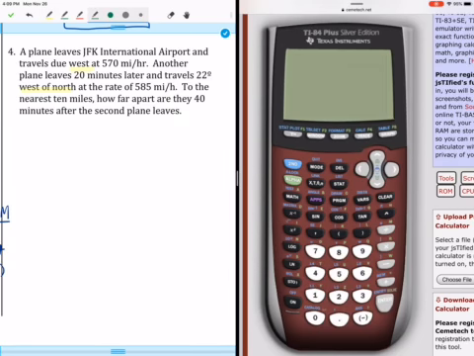All right, so first off, think about what our picture would look like. If we have a coordinate plane that represents north, south, east, west, obviously the plane that leaves flying westward would represent that horizontal line to the left. But if the second plane leaves and travels west of north, then we have a line here representing that this distance is 22 degrees.